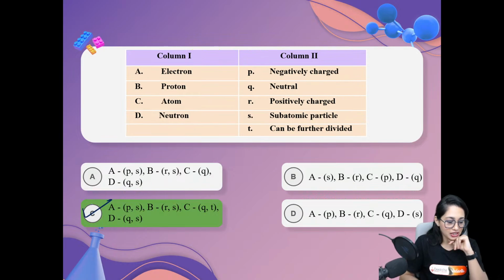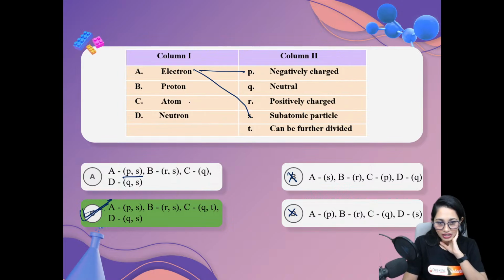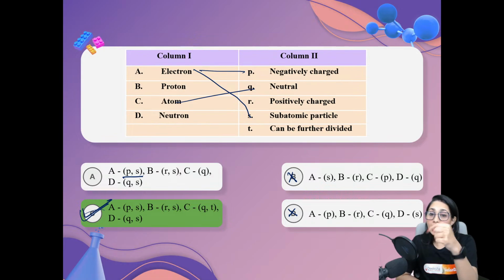It's going to be option C. We have eliminated this. So option C is the right answer. Why? A is P and S they are saying. P means that electron is negatively charged. They are absolutely right, and it is a subatomic particle, that is also right. B is anyway right. Next, atom. Atom Q: atom is neutral always? Not necessarily, but yes, it is neutral, and it can be further divided.